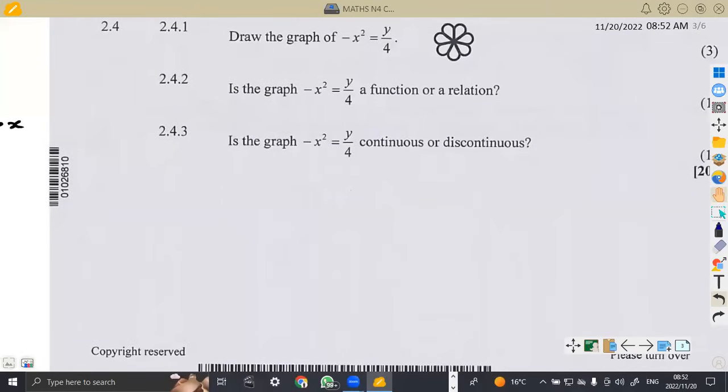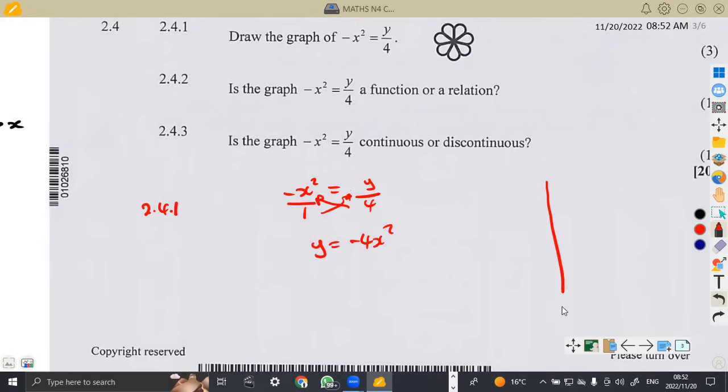Okay, let me just save it here. I'm just going to put it down here, 2.41. We have got minus x squared is equal to y over 4. So to make y the subject, cross multiply. If I cross multiply here, y is equal to minus 4x squared.